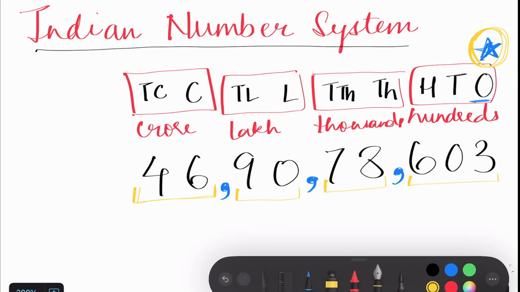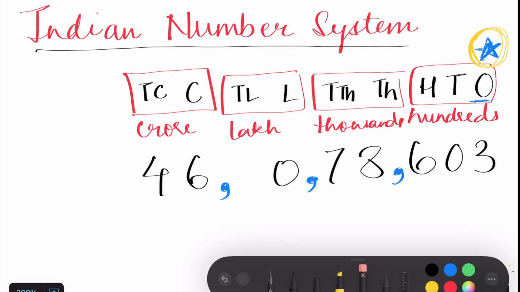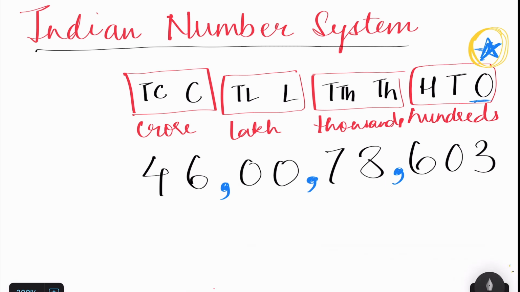Now, there are a few number names which might be confusing. Let me change a few digits here. If I remove this 9 and make it 0, what would this number name be? This would be 46 crore, 78,603. So if somebody said this number name to you, how will you write the number?